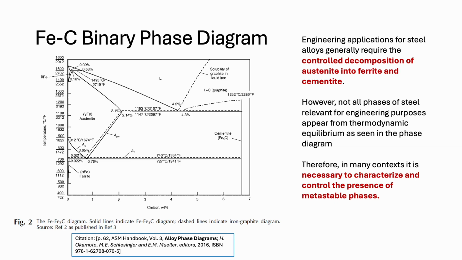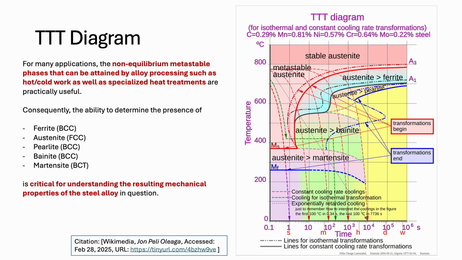In many contexts, we actually have to both characterize and control the presence of metastable phases that we typically acquire from some kind of treatment of the steel alloy. And so a good starting point for looking at how we can decompose austenite into other phases is the TTT diagram, where for different cooling rates, we can obtain either the equilibrium pearlite phase, that is the decomposition into ferrite and cementite, or metastable phases such as bainite and martensite, which also have relevant engineering applications.